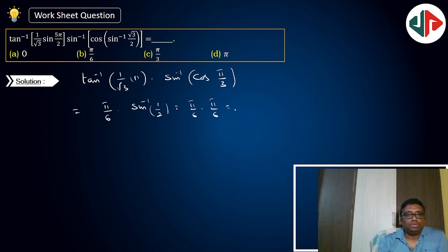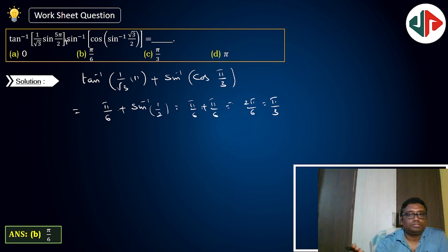Pi by 6 into pi by 6, but the question is plus. So pi by 6 plus pi by 6 means 2 pi by 6, your answer is pi by 3. Here we have to change this question to plus. So if you take plus, pi by 6 plus pi by 6 is 2 pi by 6, which is pi by 3.